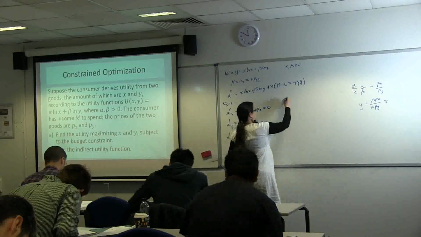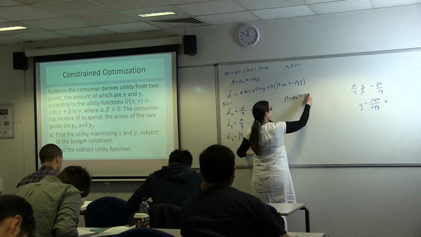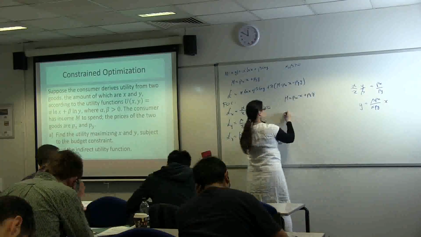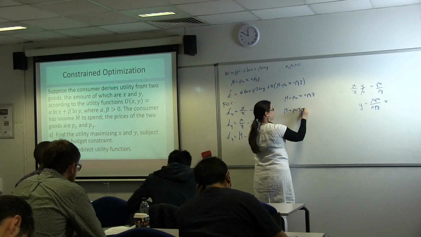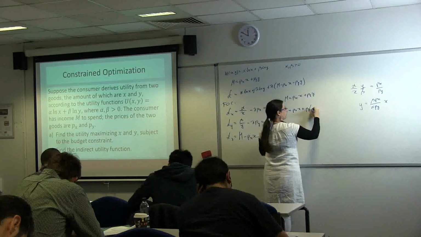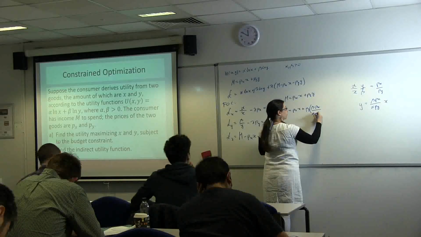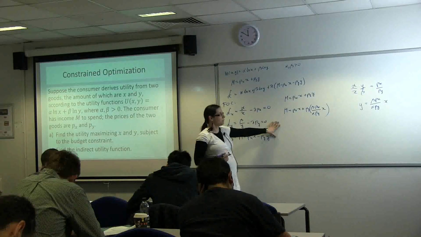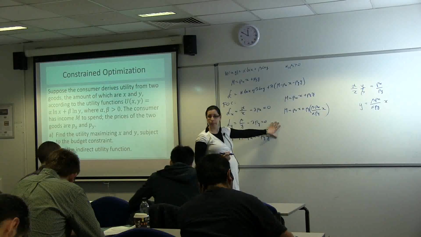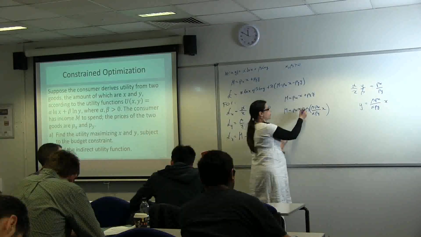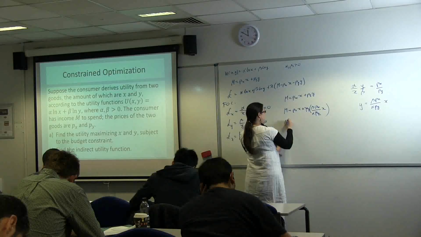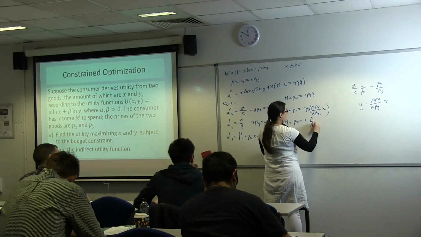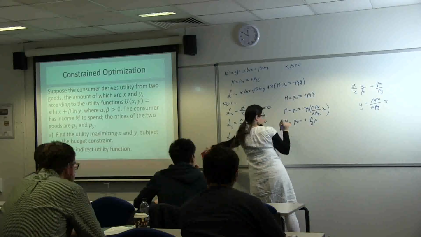So m equals px x plus py y, and now I can substitute the y for this. What can I see? py cancels. So what I've got here is m equals px x plus beta over alpha px x.